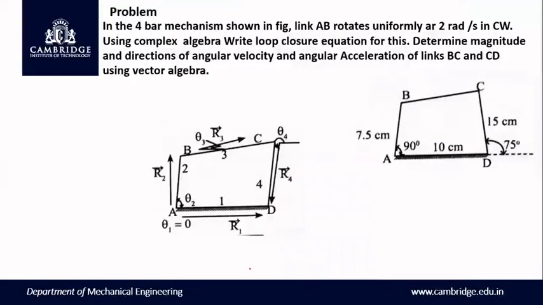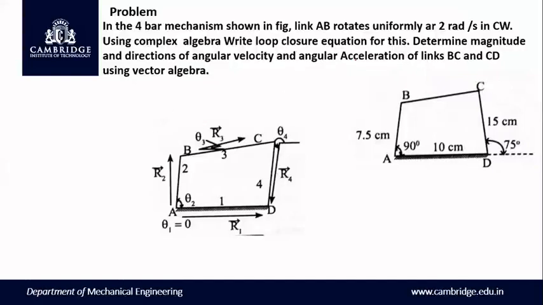There is an example problem for slider crank mechanism. If you take one more problem related to the 4-bar mechanism, here we have a problem statement. In the 4-bar mechanism shown in the figure, link AB rotates uniformly at 2 radians per second in clockwise direction. Using complex algebra, write the loop closure equation for this and determine the magnitude and direction of angular velocity and angular acceleration of links BC and CD using vector algebra.